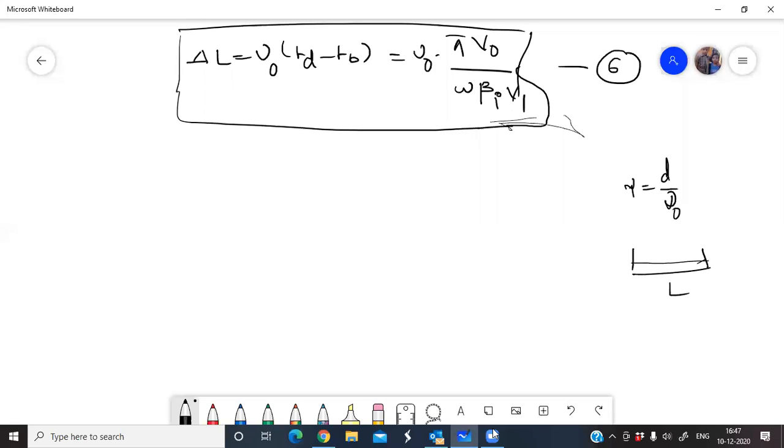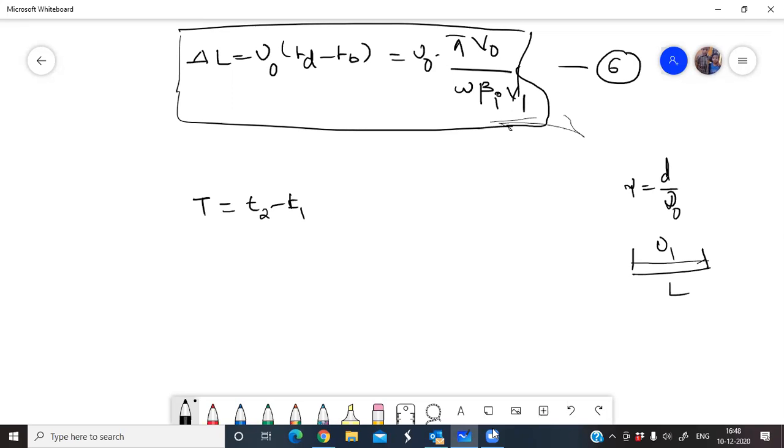What is the velocity of the electron to travel from buncher cavity to catcher cavity? V1 is the velocity, because this is after the buncher cavity, so don't say it is V naught. Now suppose the transit time is T, and T is equal to T2 minus T1. So how can you get this T2 minus T1?